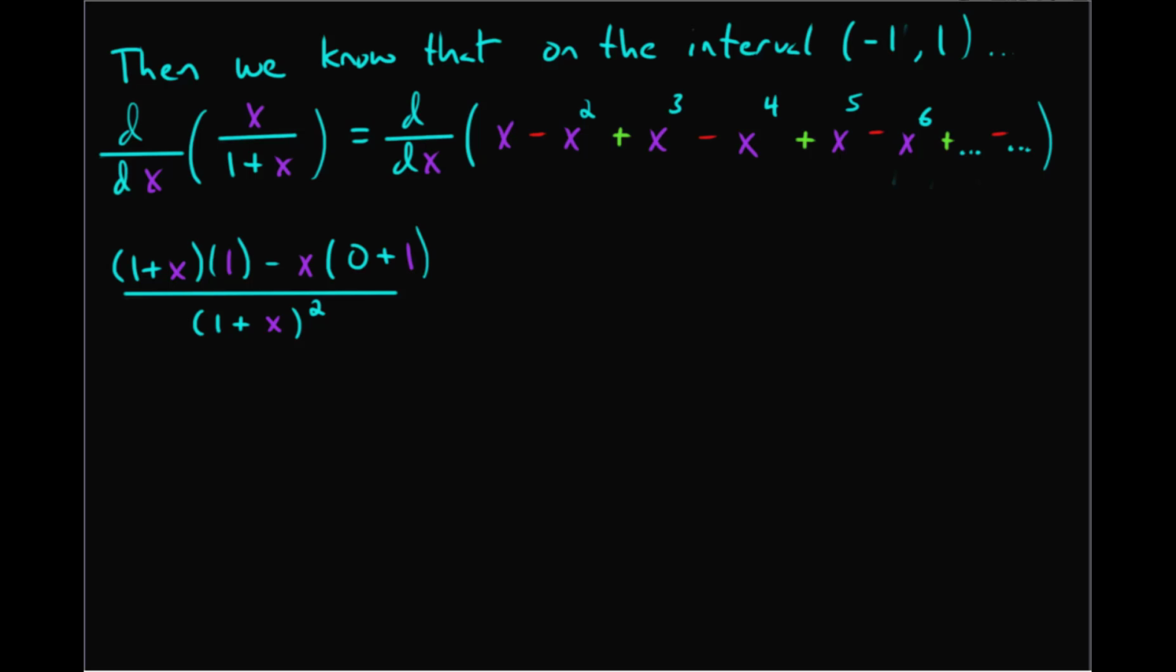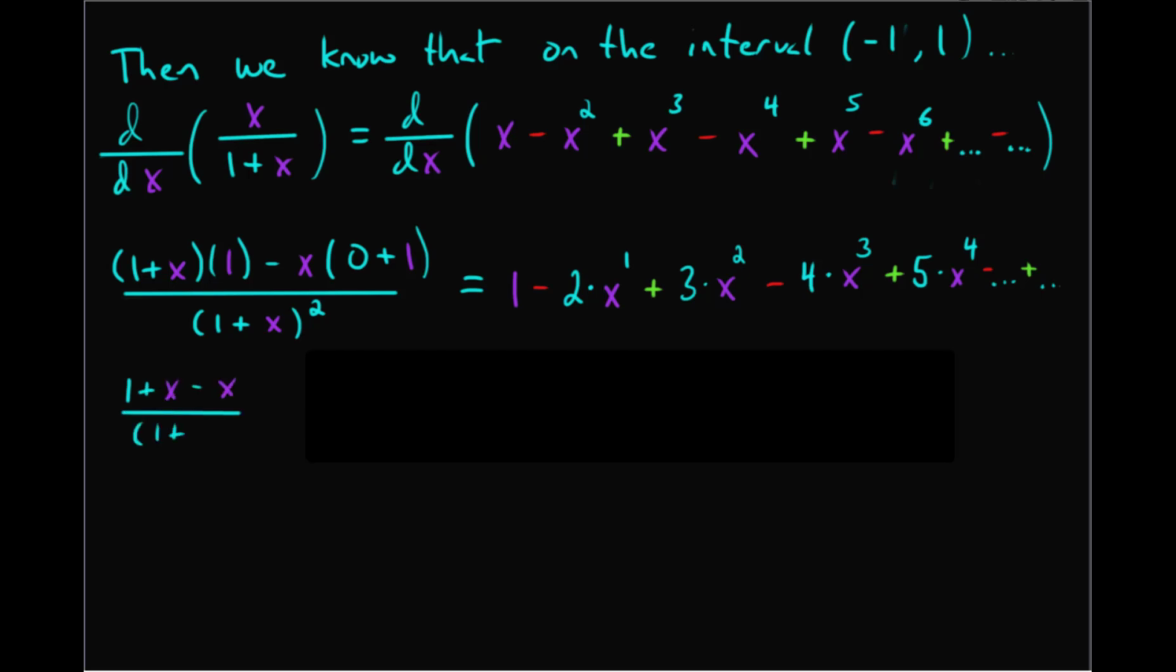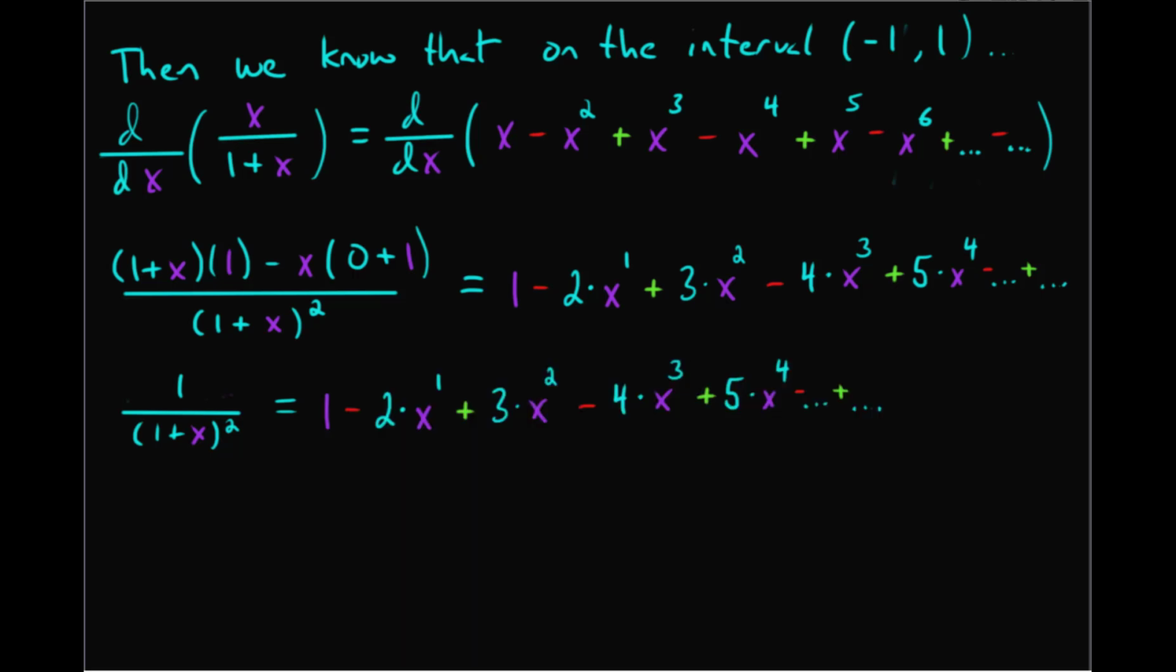And on the interval of convergence, this function is going to be represented by the derivative of the series above. So it's going to be equal to, just applying the power rule to all of these terms, 1 minus 2 times x to the first plus 3 times x squared minus 4 times x cubed plus 5 times x to the fourth minus dot dot dot. Well, when I simplify the left-hand side of this equation here, I have 1 plus x minus x, which just equals 1. So I get 1 over the quantity 1 plus x squared equals this series.